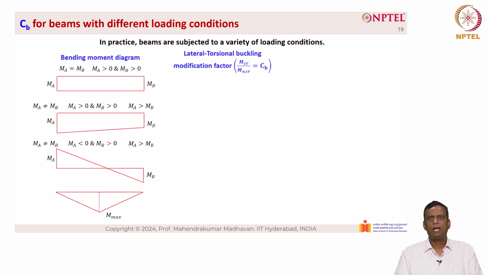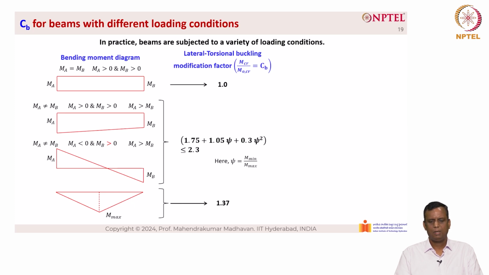Now when we look at the lateral torsional buckling modification factor, which is M critical by M0 critical equal to CB for various loading conditions, we have for uniform moment 1.0. For non-uniform moments on either ends of the support, we have CB equal to 1.75 plus 1.05 into psi plus 0.3 into psi square, which should be less than or equal to 2.3. Here psi is defined as M minimum by M maximum. And for a point load, it is given as 1.37, and for point load, we have derived it as 1.37.